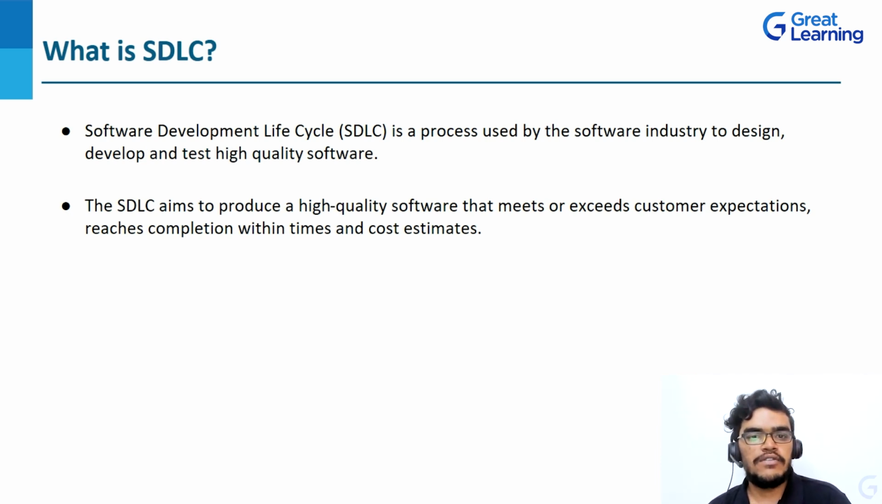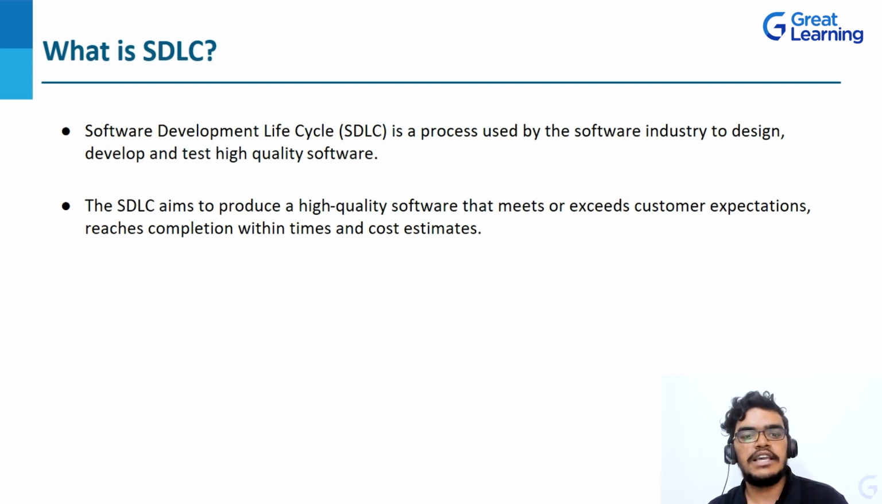So what is software development? Software development means you are developing software. Then the life cycle has several components that we will discuss further on. So SDLC is a process used by the software industry to design. Let's take the example of a company. Basically a company will be developing software, right? And they will test high quality software. So what do you mean by testing here? Testing means whether your software is working properly or not, right? And whether the software you have made matches up to the standard or not.